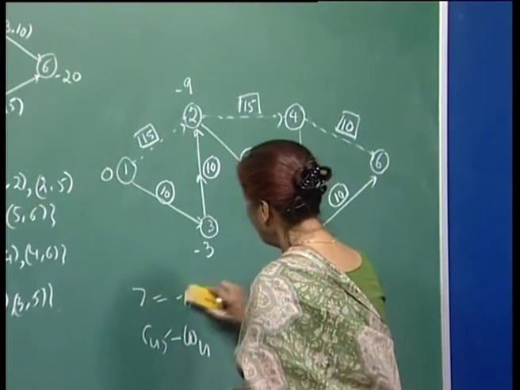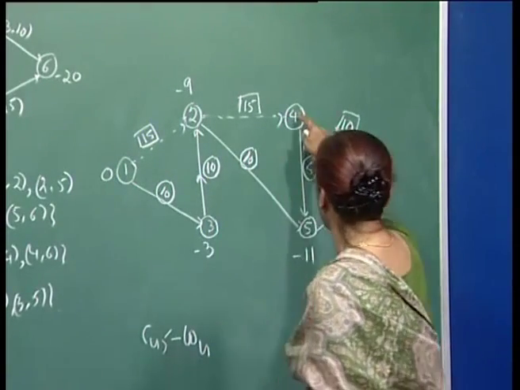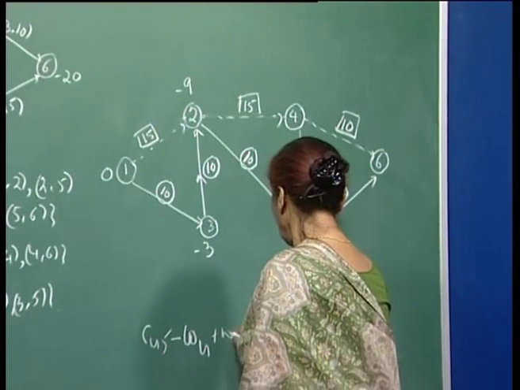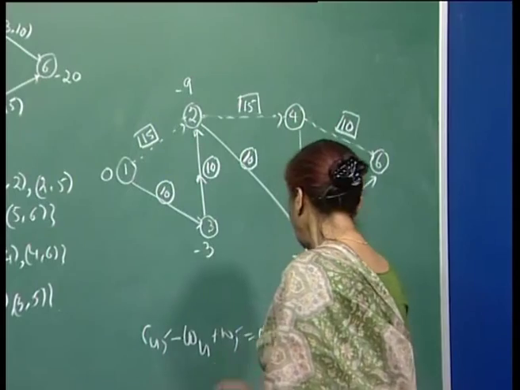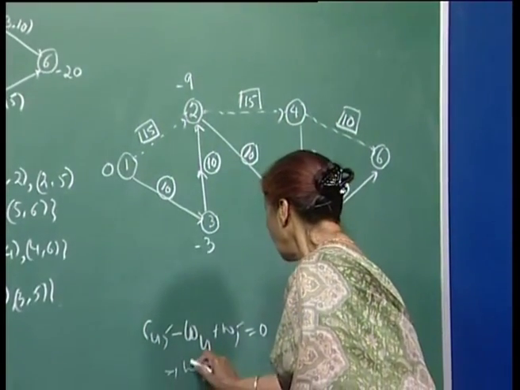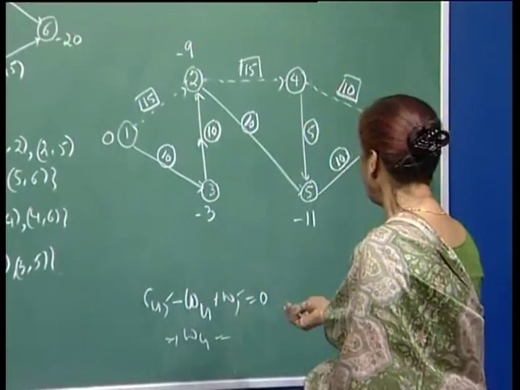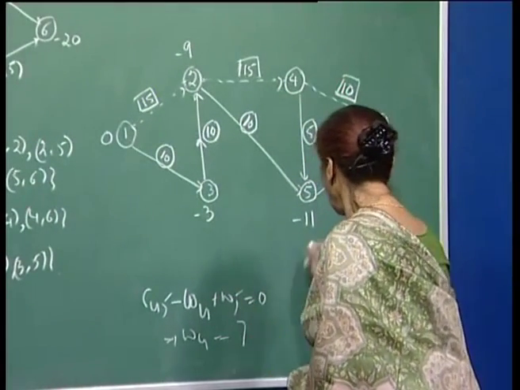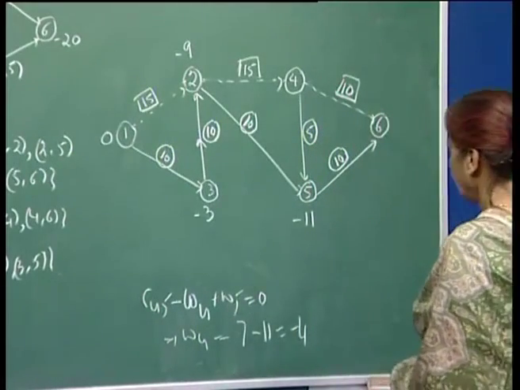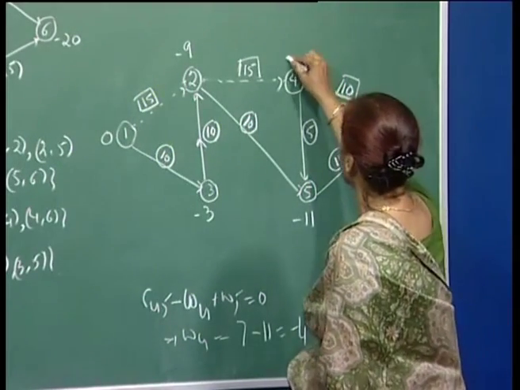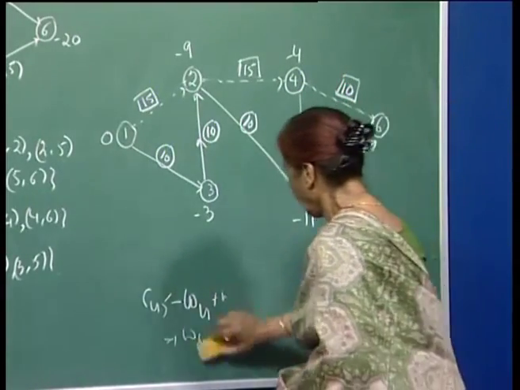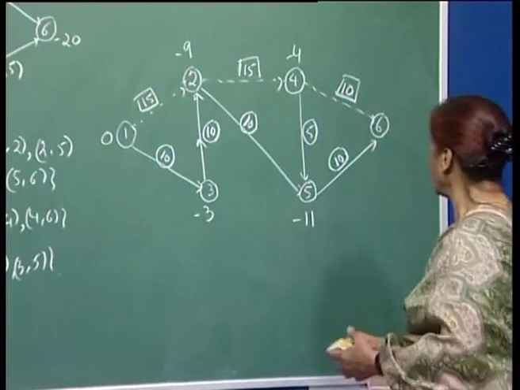That's again I was not writing it correctly. So this is because the arc is 4, 5. So minus W4 plus W5 is 0, right? So therefore, this implies that W4 is equal to C45, which is 7, and this is minus 11. So this is minus 4. W4 is minus 4. We'll check this in a minute. Okay, then yeah, I should have written out the values.